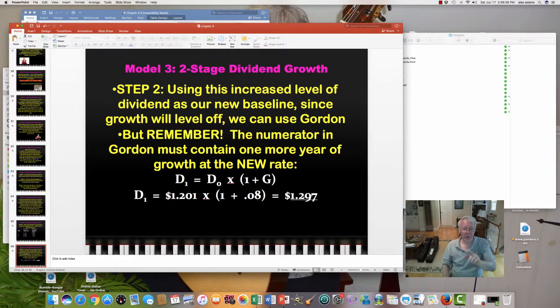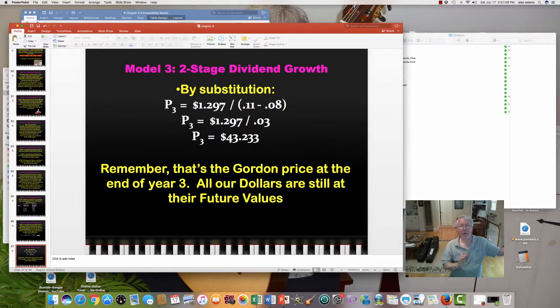So here we take Gordon from the preceding model, and we say, okay, first we have to grow that dividend 1 more year, but make sure you don't use 17%. Now it normalizes to 8%. So standing here 3 years in the future, 1 year from then, year 4 if you want to call it that, means that we expect the dividend to be $1.30 roughly, $1.297.